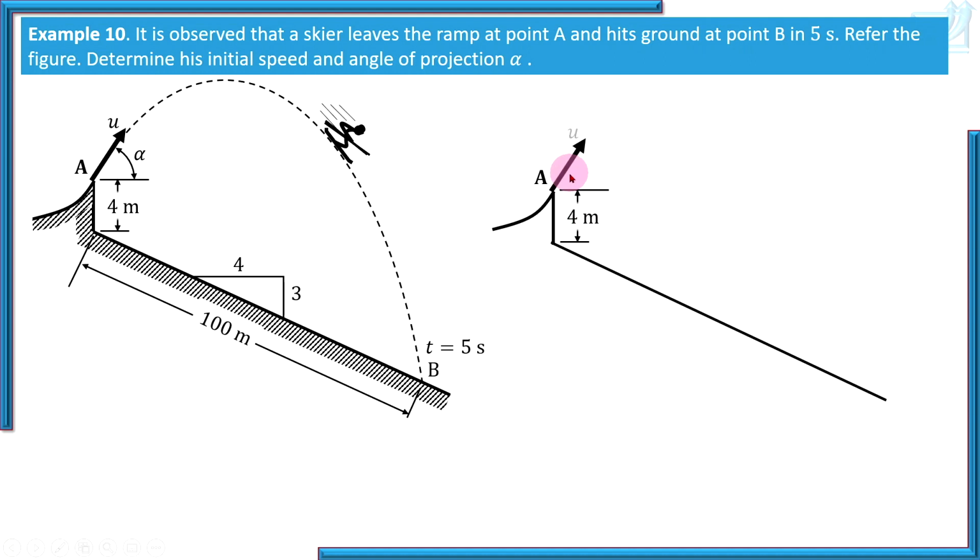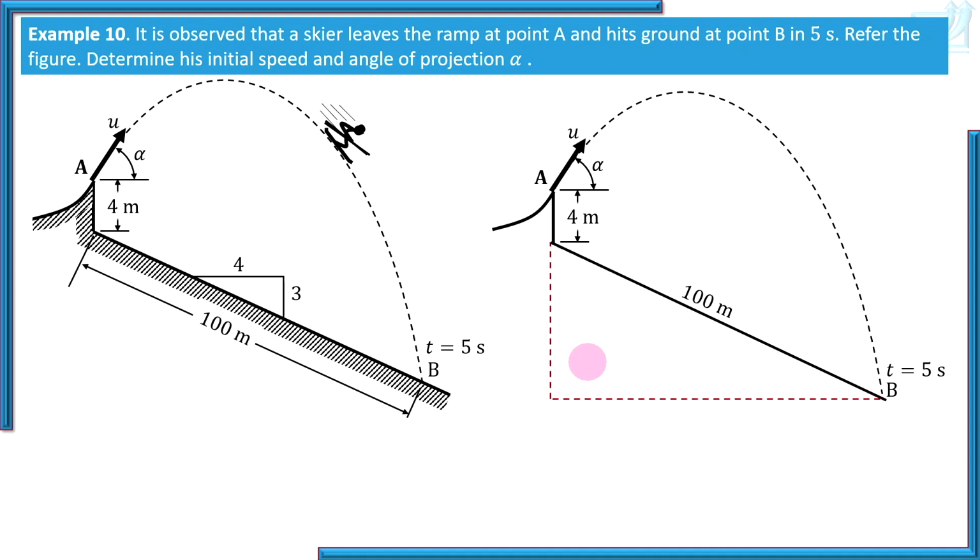This is the velocity. Magnitude is u, angle with horizontal is alpha. The skier moves along a parabolic path, strikes ground at point B at t equal to 5 seconds. That's all the information given. This length is 100 meters. All dimensions are very important. Now listen, earlier while solving problems on statics, how many times I have told you that if distance is given along an inclined line, you should show in the diagram corresponding horizontal and vertical distances using right angle triangle geometry. So this is how I have constructed a right angle triangle.